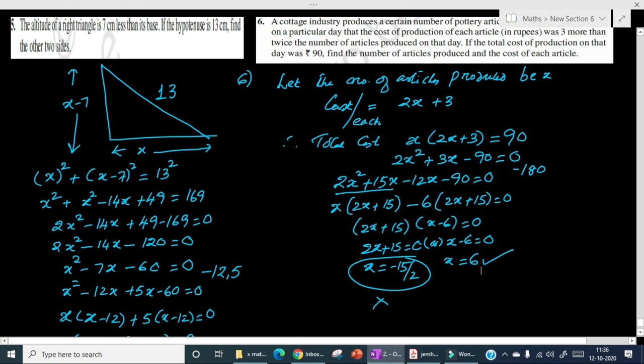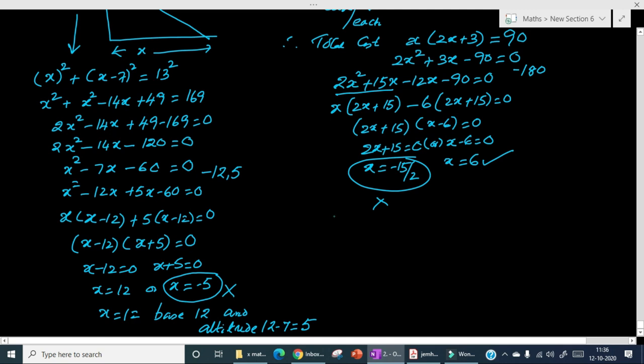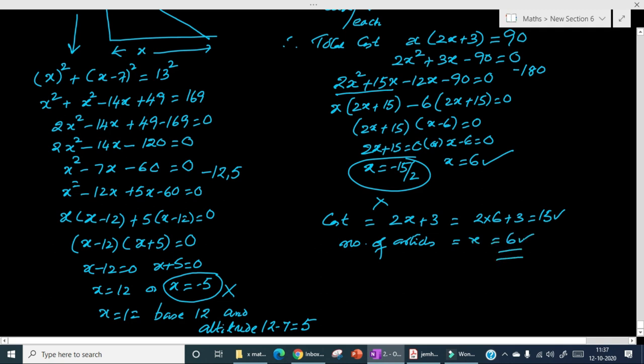Now, here, find the number of articles produced. So, the cost of each article is 2 times x plus 3. That is going to be 2 into 6 plus 3, which is 15. How many articles produced? Number of articles produced x, that is equal to 6. Now we can verify 6 into 15 is equal to 90.